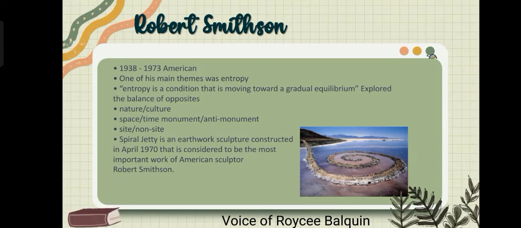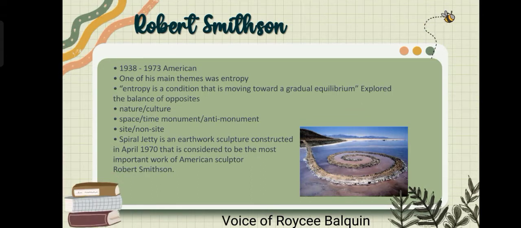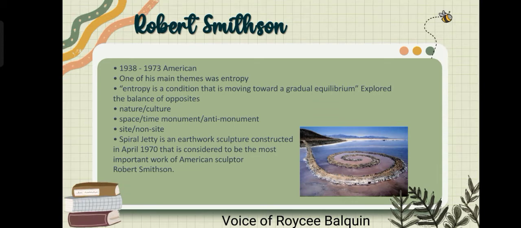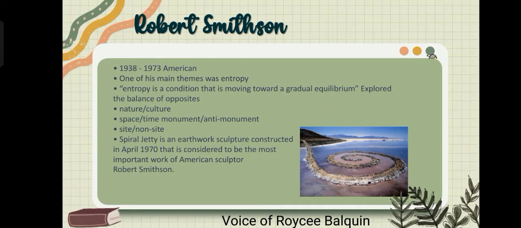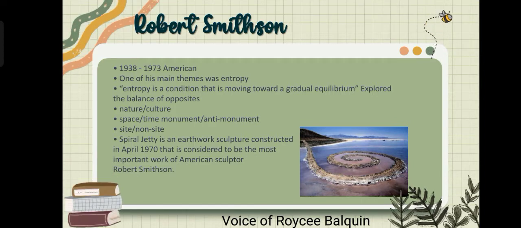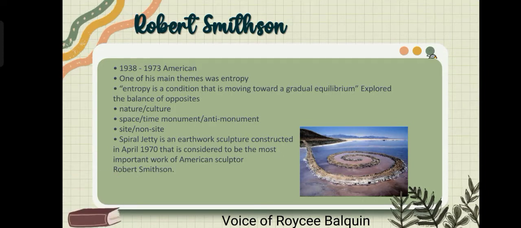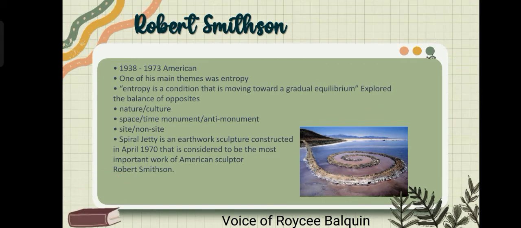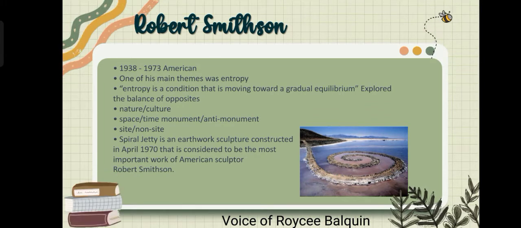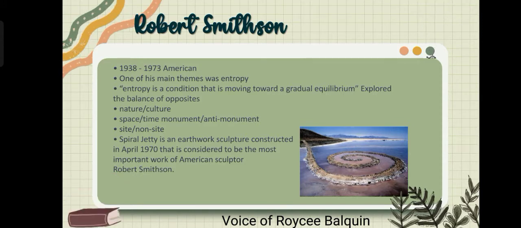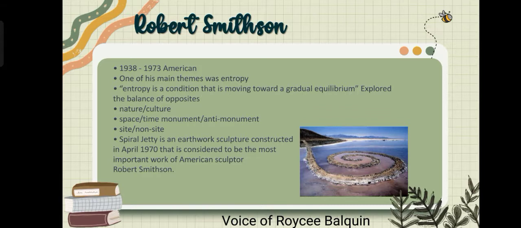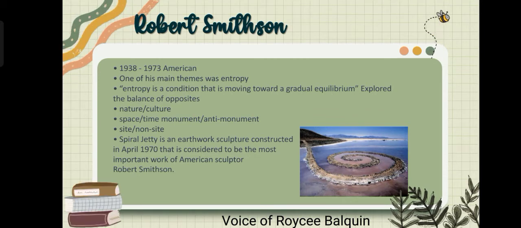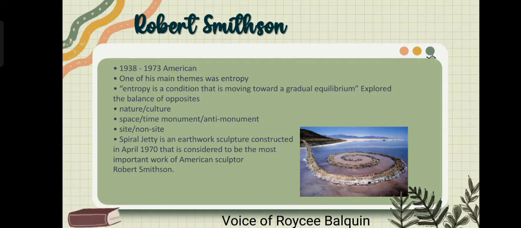Robert Smithson, 1938 to 1973. He's an American, and one of his main themes was entropy. Entropy is a condition that is moving towards a gradual equilibrium, exploring the balance of opposites. Nature, culture, space, time, monument, anti-monument, site, non-site is the kind of art he made. An example of this is Spiral Jetty. Spiral Jetty is an earthwork sculpture constructed in April 1970 that is considered to be the most important work of an American sculptor, Robert Smithson.